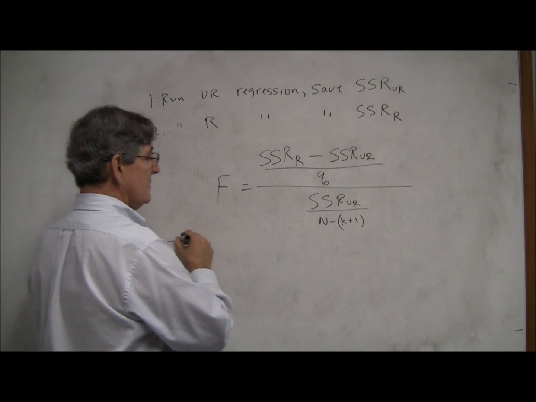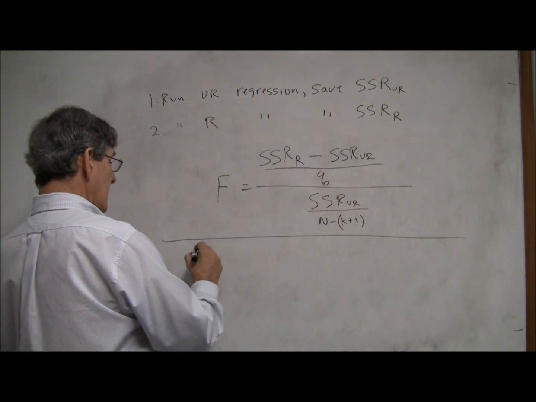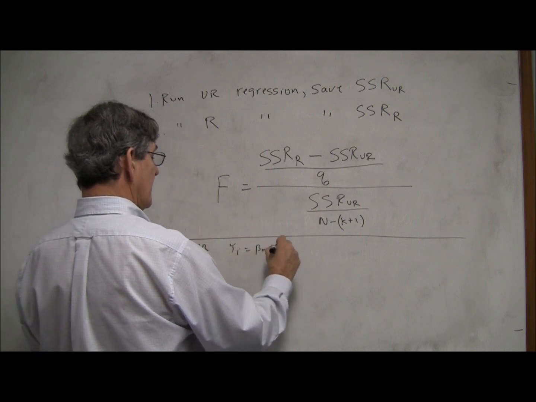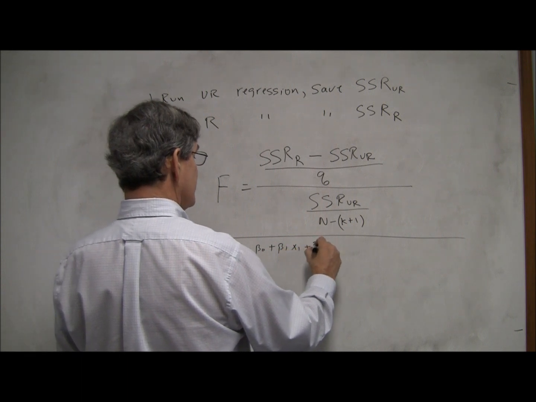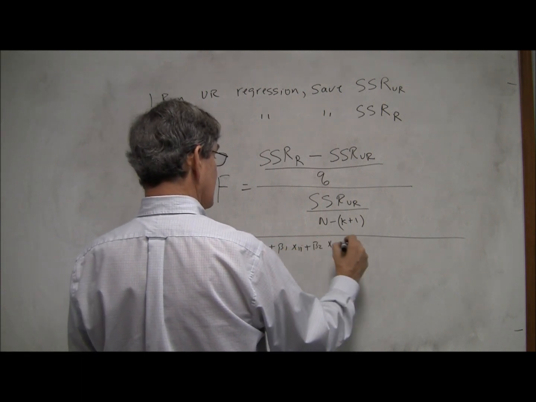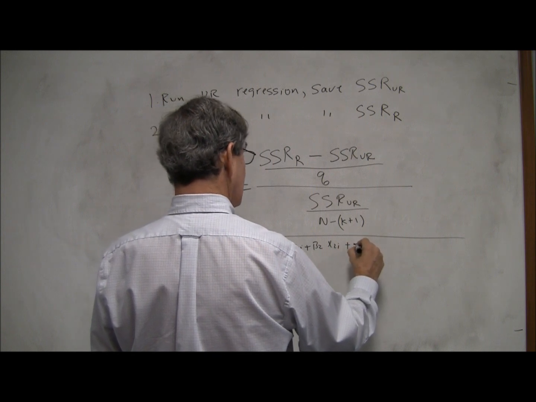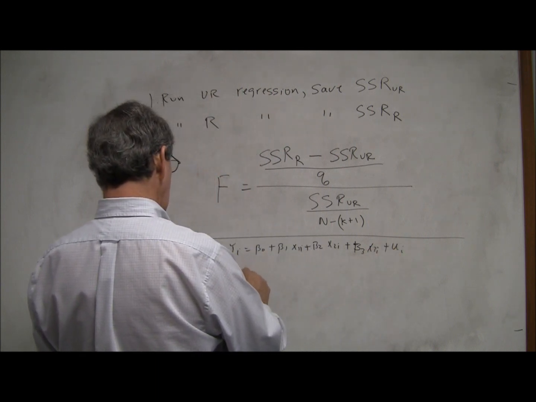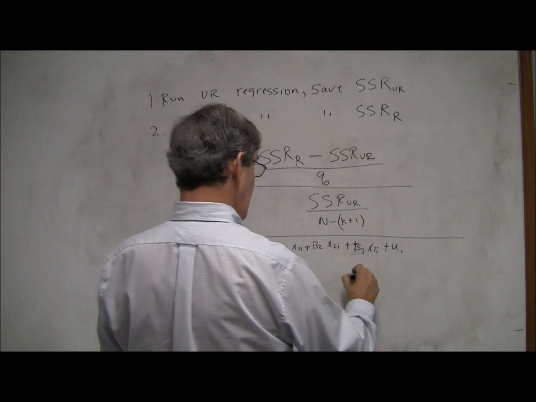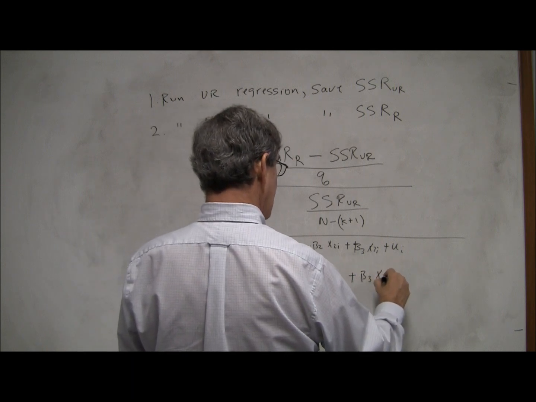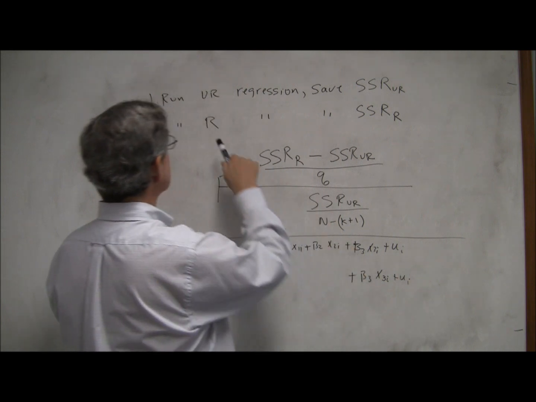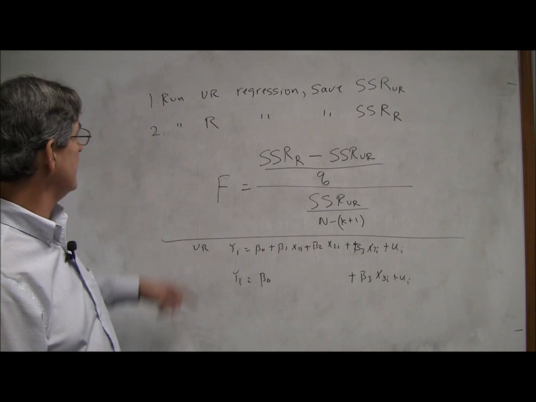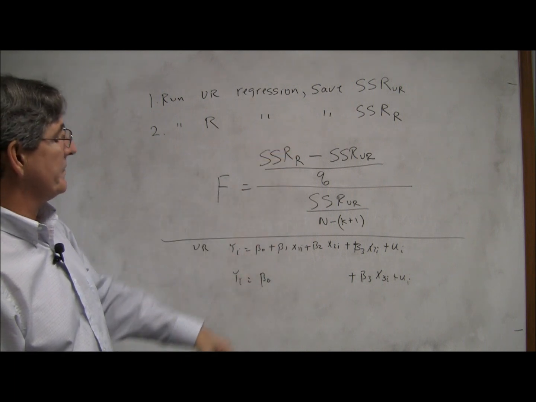And just so I have it here to point at, recall that the unrestricted model was y_i equals beta 0 plus beta 1 x1i plus beta 2 x2i plus beta 3 x3i plus u_i, and the restricted model is y_i equals beta 0 plus beta 3 x3i plus u_i. So this regression is just a regression of y on a constant and x3. You tell the computer to do that, and you write down the sum of squared residuals.